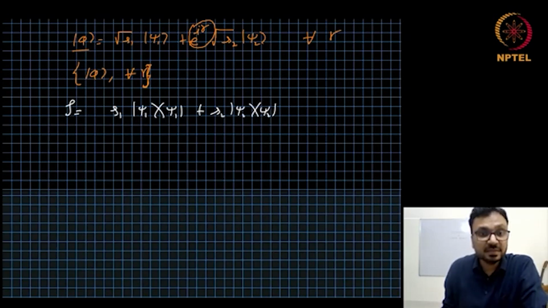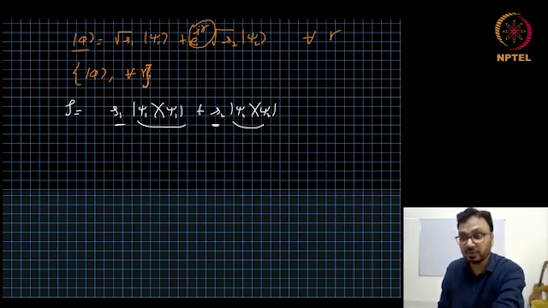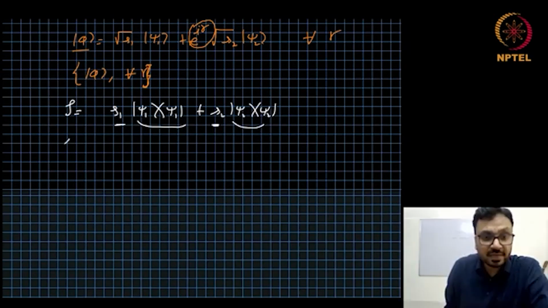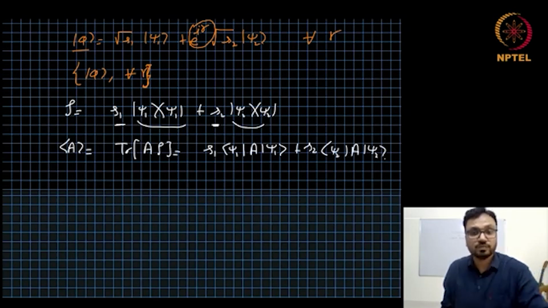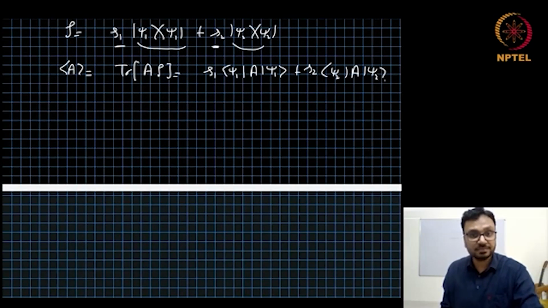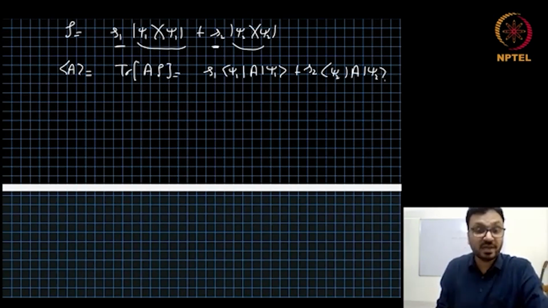Okay, that is a statistical mixture of the two pure states. This is one state and the probability corresponding to it. This is another state and the probability corresponding to it. Now the expectation value of A can be written as trace of A times rho, which will be S1 ⟨psi1|A|psi1⟩ plus S2 ⟨psi2|A|psi2⟩. This will give us the right expectation value for any arbitrary observable.